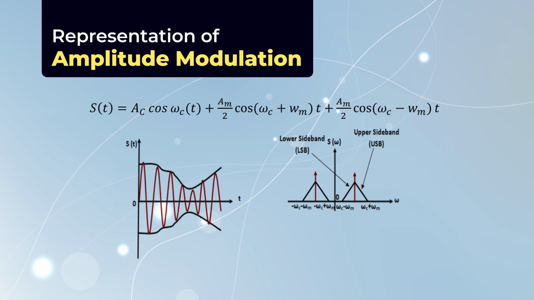From the frequency domain representation, we can observe that we have two sidebands. The first one is the upper sideband with frequency ωc + ωm, and the second one is the lower sideband with frequency ωc - ωm.